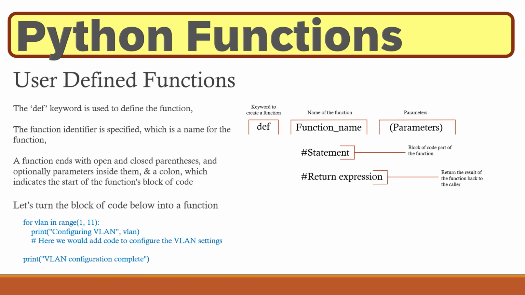Now, before we dive into PyCharm and start to create functions, in blue we can see a block of code to create VLANs from 1 to 10, and I may be using this multiple times in my program.